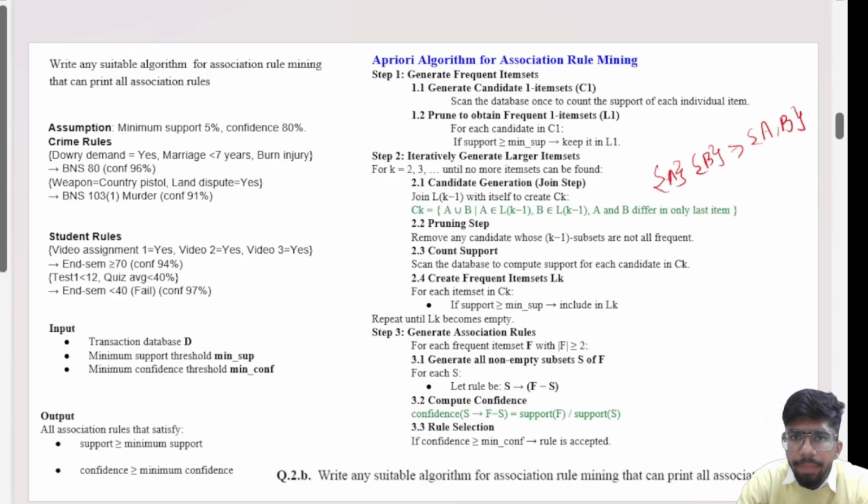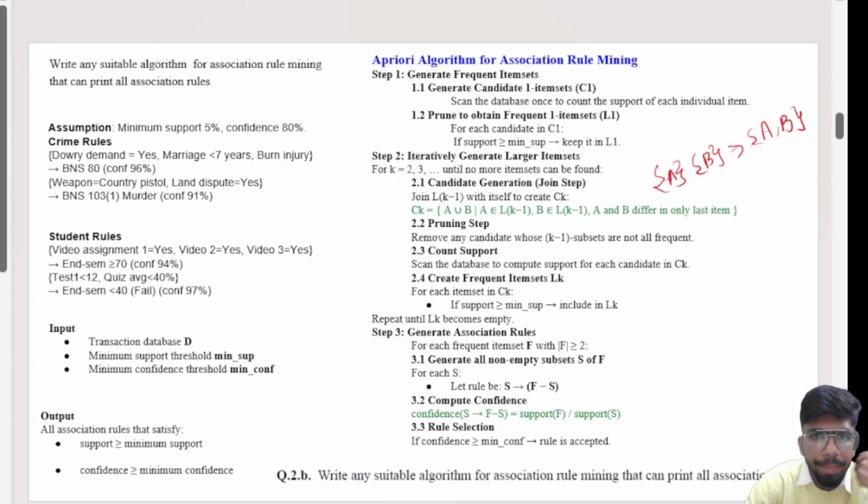Moving on to step 3, which is to generate association rules. 3.1: for each frequent item set F with size greater than or equal to 2, generate all non-empty subsets S of F. Each subset S represents a potential left side of a rule. 3.2, compute confidence. Confidence is given by this rule: support of F divided by support of S. This tells us how strong the rule is. Third, select valid rules. If confidence is greater than 80% or whatever threshold is given, we accept the rule. This produces all the association rules that satisfy both minimum support and minimum confidence.